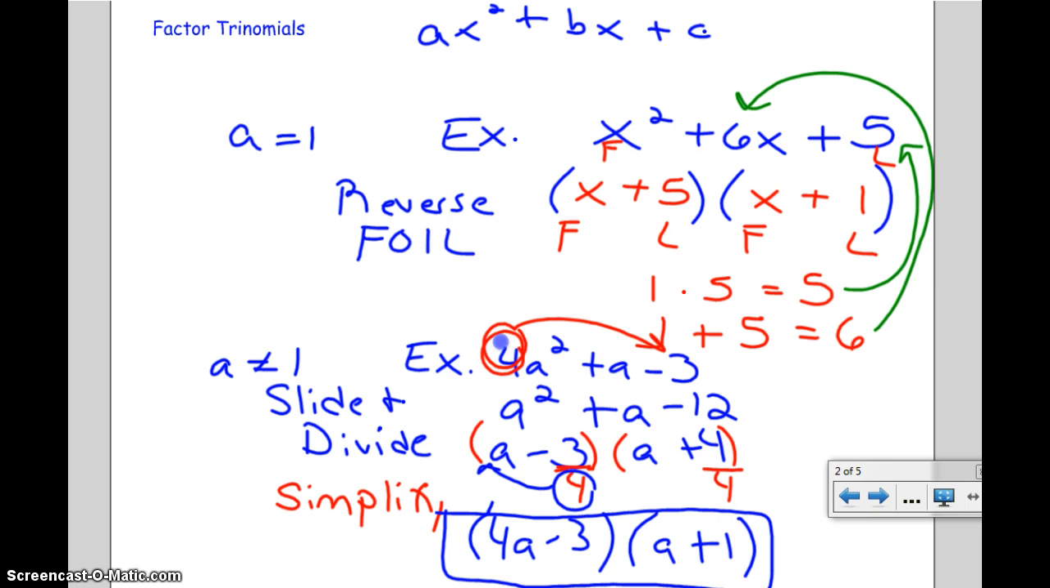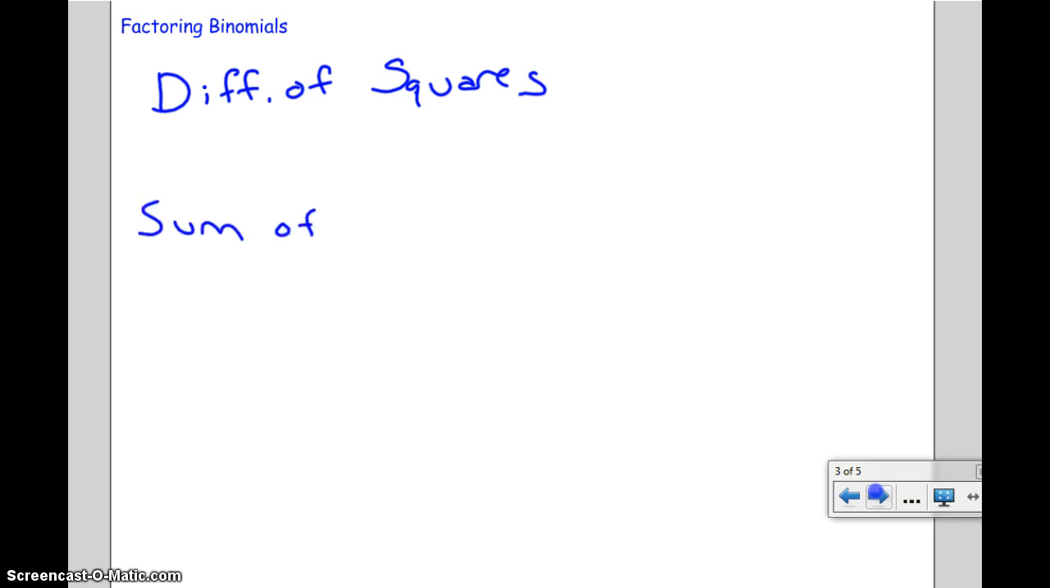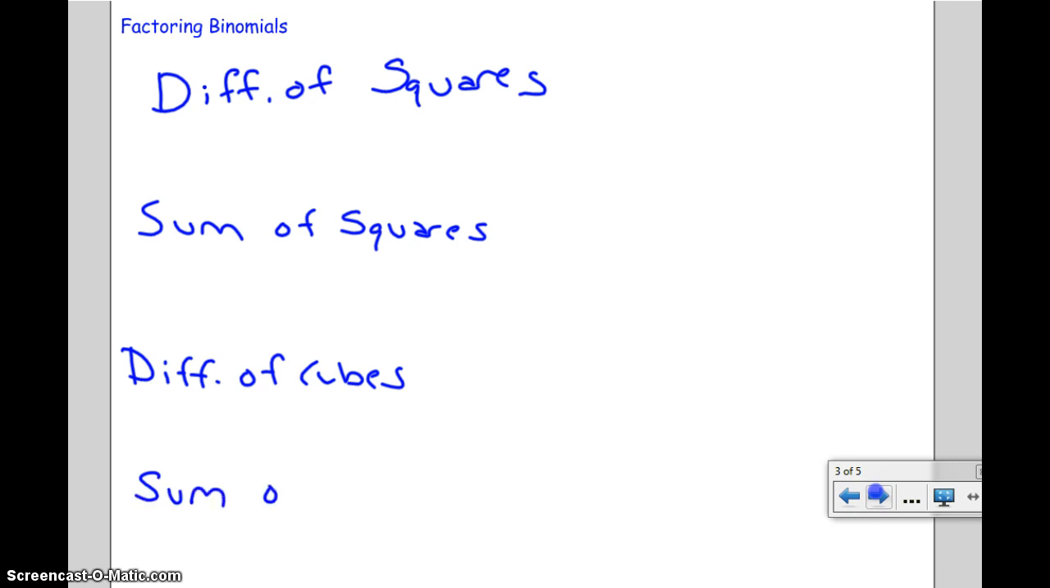These are your trinomial cases. The last cases that we went over were your binomial cases. Binomial cases are when you have either a difference of squares, a sum of squares, a difference of cubes, or a sum of cubes.